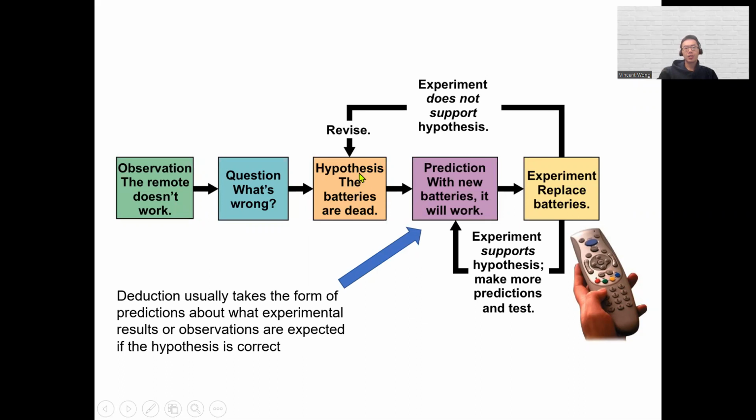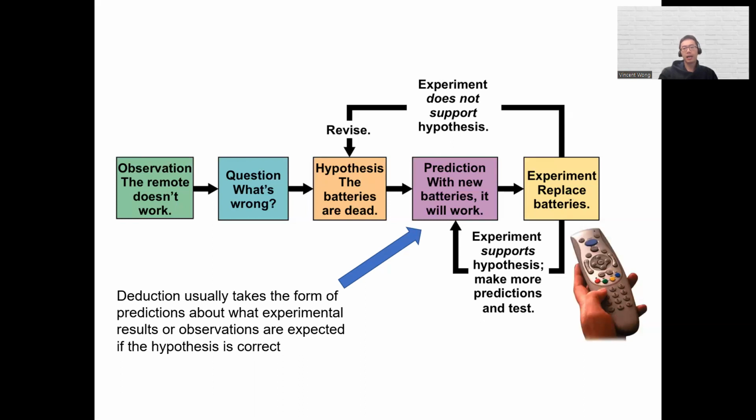Okay, so once you make your hypothesis, we'll talk more about what exactly hypothesis is, but basically it's a tentative answer to your question, right? Then you want to make a prediction, right? If my hypothesis is correct, then that means if I change the battery, it will fix the problem. Okay, so you go ahead and you replace the battery. That's your experiment, and one of two things can happen.